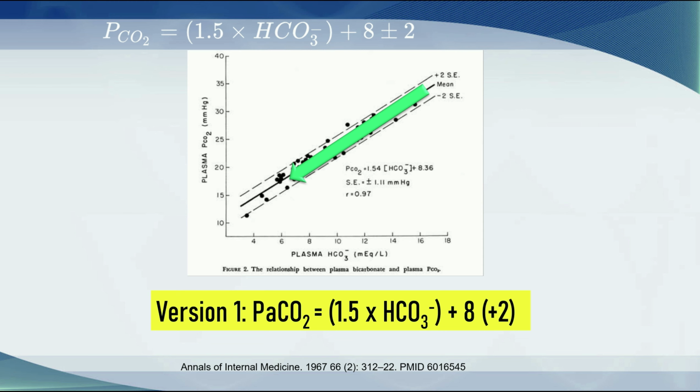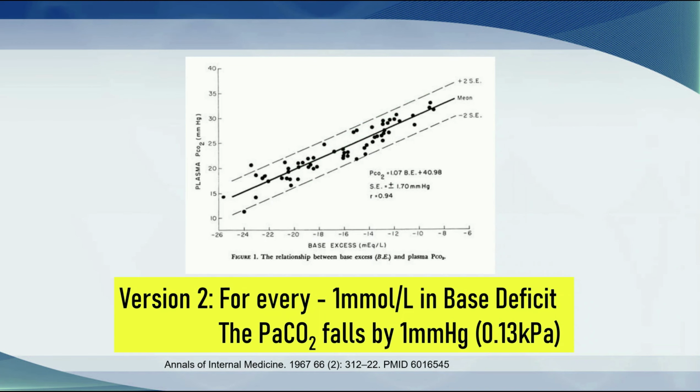This is the first version of his calculation using the bicarbonate, and the calculation is 1.5 times the bicarbonate plus 8 plus 2. The second version of Winters' calculations used the base excess, or the 1 minus the base excess, the base deficit, something I'll talk about a little bit later on in this tutorial. And in this, for every 1 millimole per liter increase in the base deficit or negative base excess, the PaCO2 falls by 1 millimeter of mercury or 0.13 kilopascals. I think this is so much easier to use than the other version.